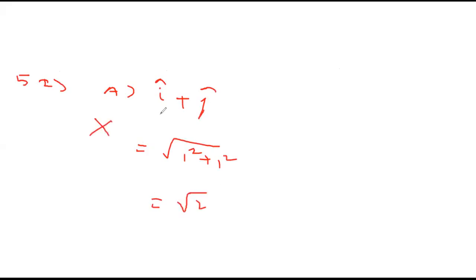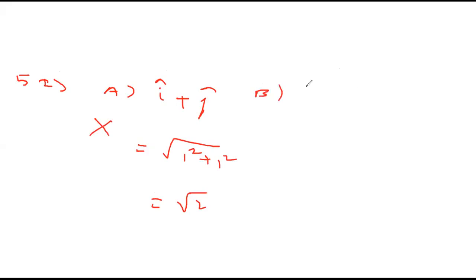Which of the following is a unit vector? It means you have to check which vector's magnitude is 1. So the first one's magnitude will be root of 1 square plus 1 square, root 2. This is not a unit vector.